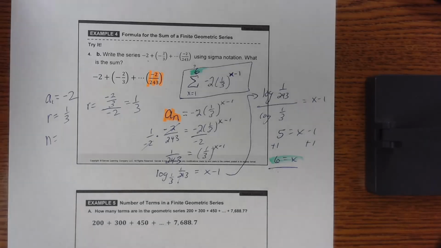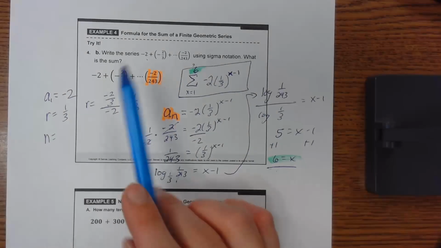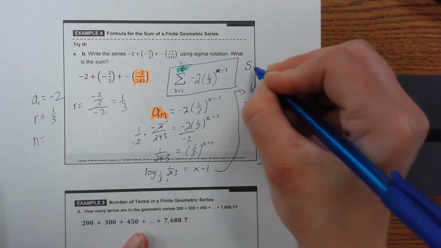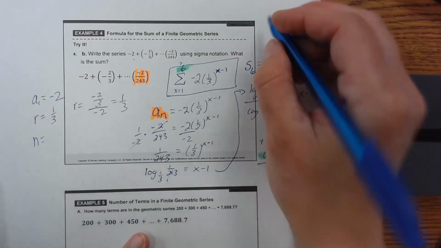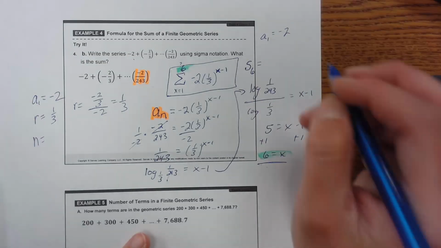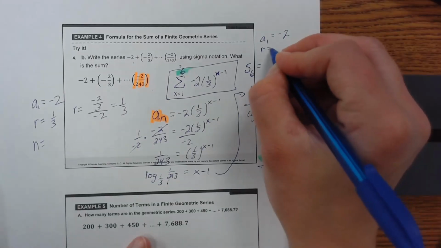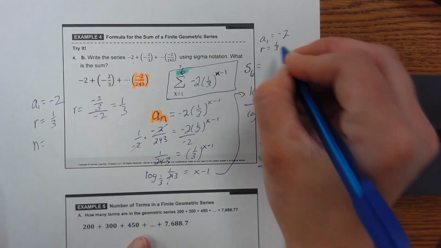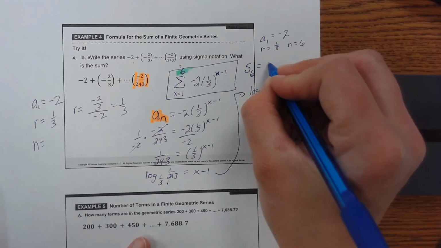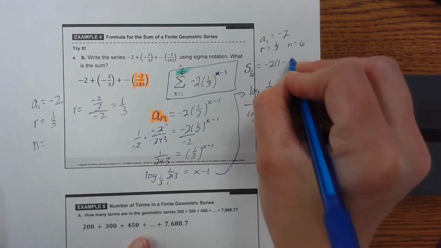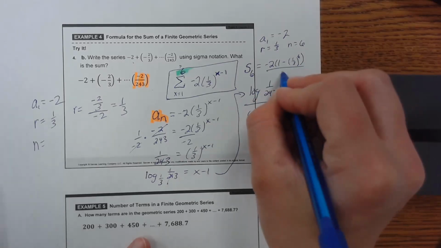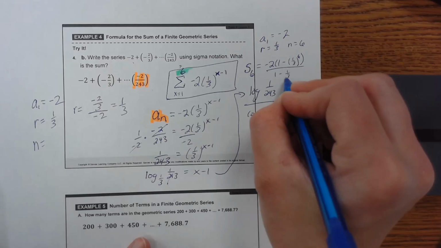Okay, now that's part of it. They want us to find the sum, so we have the sum of 6 terms. We would have a sub 1, which is -2. We have r, which is 1/3, and we have n, which is 6. So -2 times 1 minus 1/3 raised to the 6th, all over 1 minus 1/3.